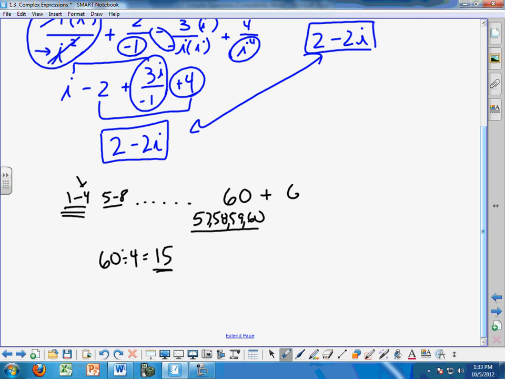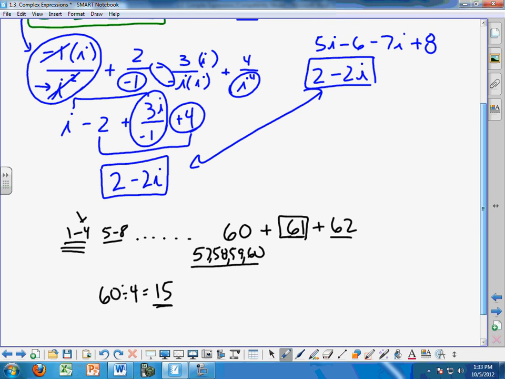plus our 61st and our 62nd term. Now the 61st term is going to imitate what happened on the first term, which turned out to be way back over here. It turned out to be just the coefficient 1 and i. And so this is going to be 61i. And in the second case, this was added. That denominator on the 62 is going to make a negative, so it's going to be minus 62.